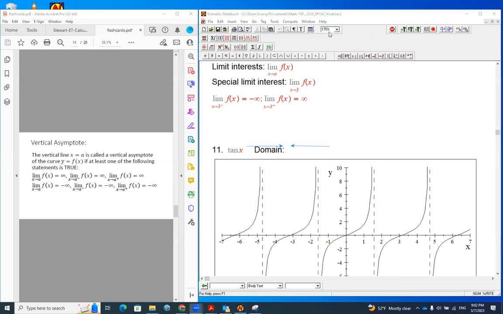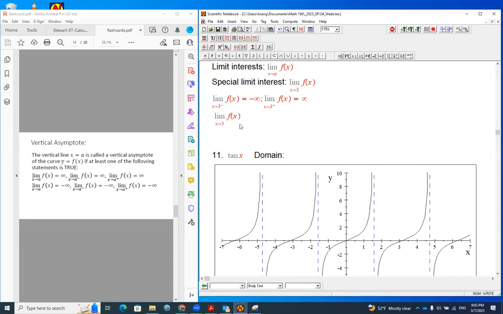Okay, so let me clean this up. These two limits are not the same. So you can say the limit when x is approaching 3 does not exist. In fact, in this case, it is demonstrated that x equals 3 is a vertical asymptote.